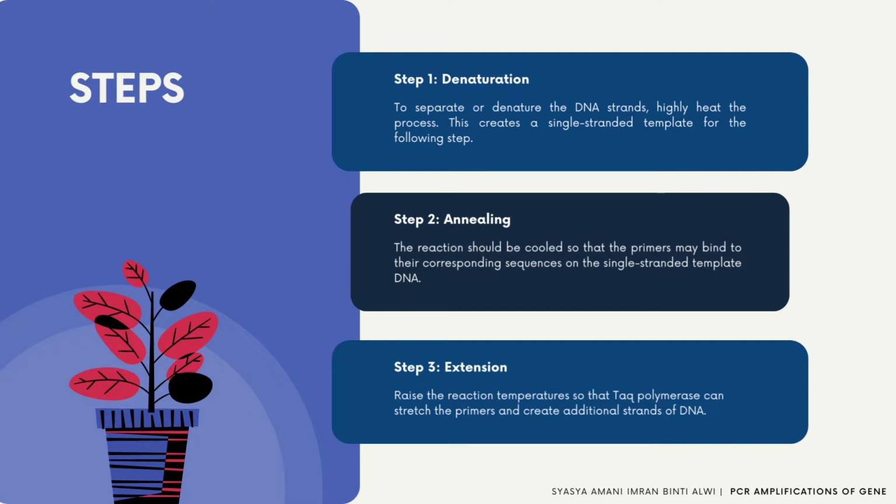Step 2 is annealing. So, cool the reaction to the temperature about 55 to 65 degrees Celsius in order to let the primer bind to their complementary sequence to the single-stranded template DNA. And lastly, step 3, which is extension. We raise the reaction temperature to 72 degrees Celsius so the Taq polymerase can extend the primers and synthesize new strands of DNA.